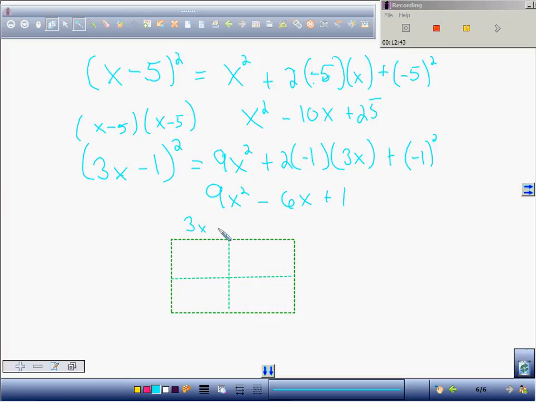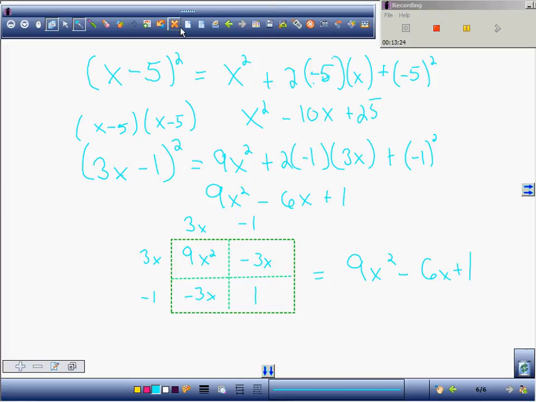So you can put 3x minus 1 here, and 3x minus 1 here. This makes 9x squared. This makes minus 3x. This makes minus 3x. And this makes minus 1 times minus 1, which is positive 1. And when I add all that up, I get 9x squared minus 6x plus 1. So if you like the box method, stick with it. Eventually you'll see that pattern and how it works with more practice.